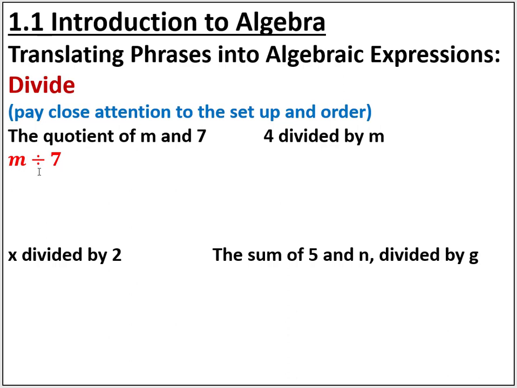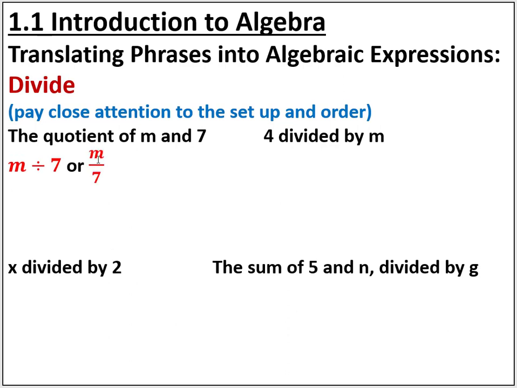Now, when it comes to divide, you can write it horizontally, or you can rewrite it as a fraction. M over 7 still means m divided by 7. So when you see a fraction, it usually means that it's dividing. Now let's move on to the next example, 4 divided by m.